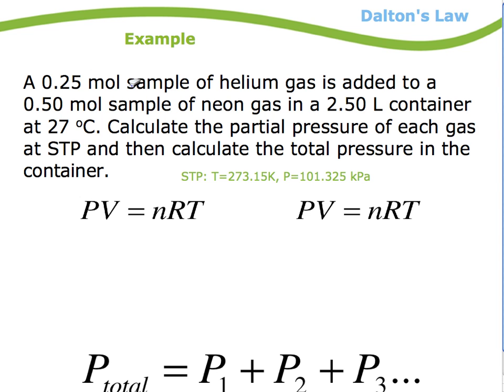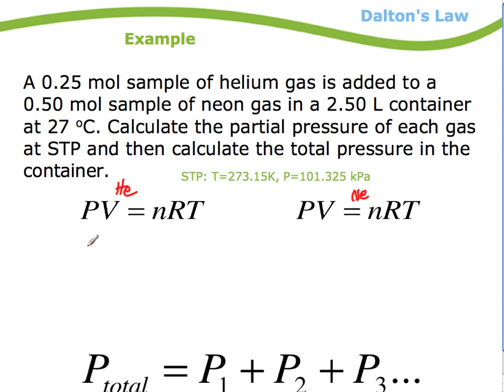So here I've got some helium gas and some neon gas in a 2.5 liter container at a constant temperature. The question is to calculate the total pressure. But to do that, we're going to calculate the partial pressure of each gas at STP, and once I know each one of them, I'll calculate the total pressure. So for the first one, let's do helium first. This would be my helium side, this would be my neon side.